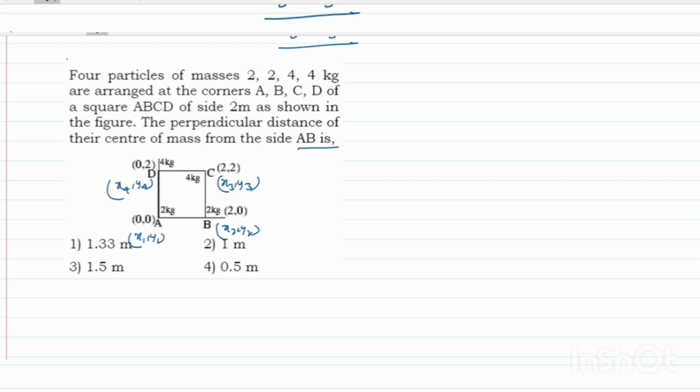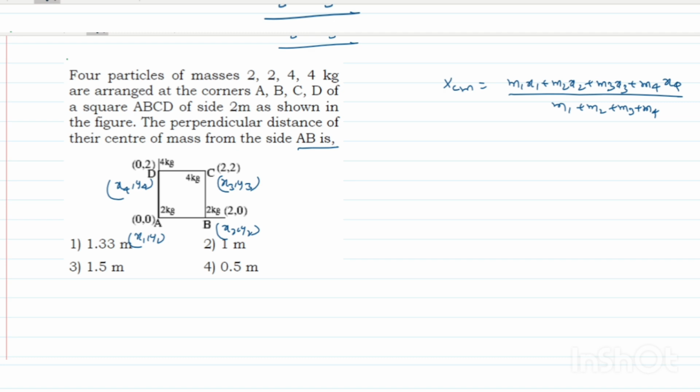Now let us talk about the XCM and YCM values. XCM will be equal to m1 x1 plus m2 x2 plus m3 x3 plus m4 x4, divided by m1 plus m2 plus m3 plus m4. Then you just substitute the values.